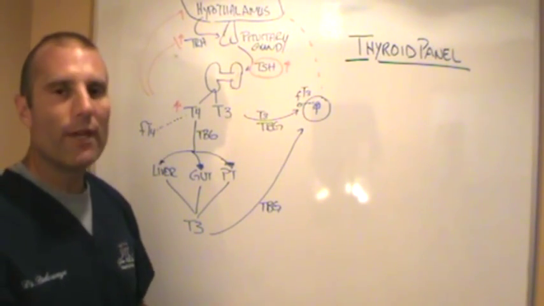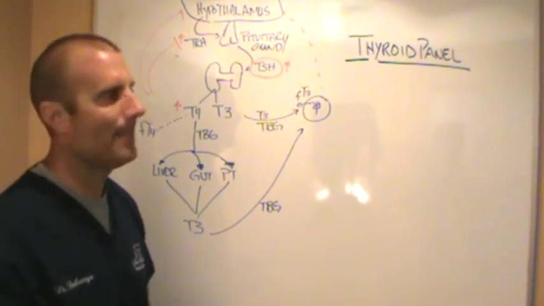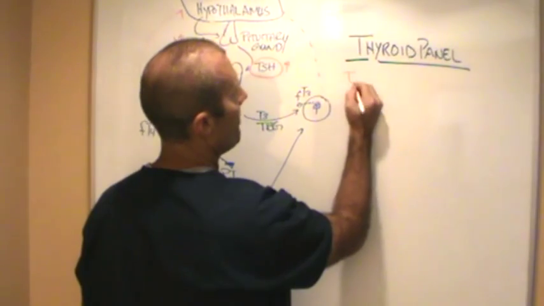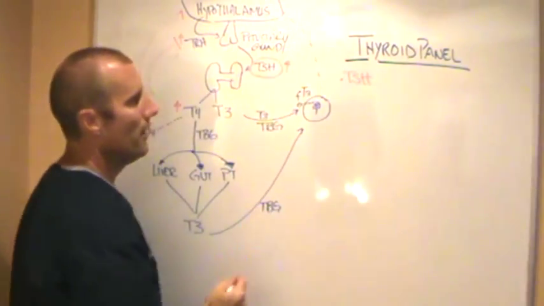So when somebody thinks they have thyroid problems, they want to get a thyroid panel done. And there's quite a few tests that can be done to run a complete thyroid panel. Unfortunately, it's traditionally not done. The first test that's typically always done is what's called a TSH, and that's thyroid stimulating hormone.